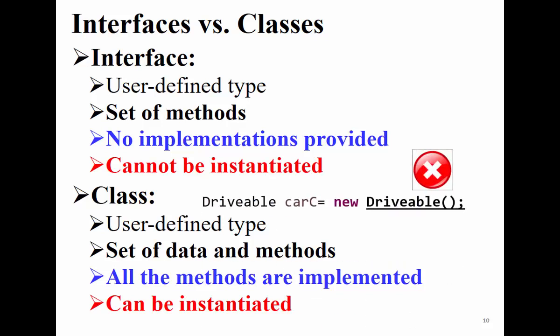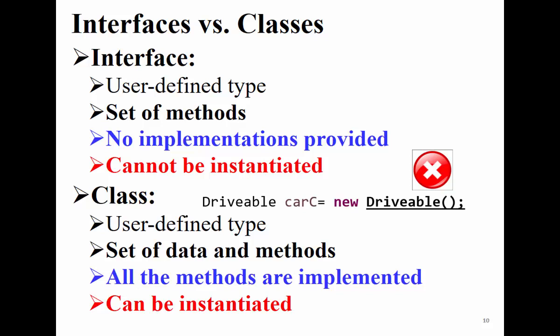Now, you cannot create an object from the interface, while you can from a class. That's the main reason why you create a class, to create an object from that class. Once you create the interface, you cannot create an object from it. Like in this case, we have Drivable, an interface. We say Drivable car c equals new Drivable. You cannot do this. This is illegal to create an object from the interface.